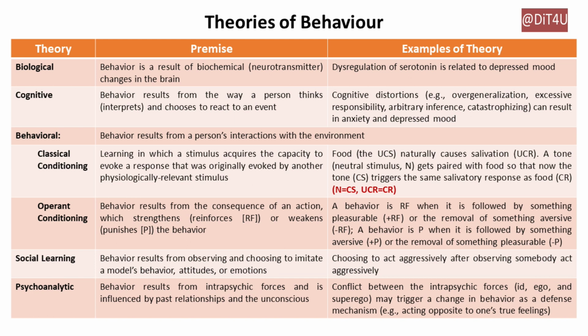So these may trigger a change in behavior as a defense mechanism. Example, acting opposite to one's true feelings. And as we know, there is a whole list of defense mechanisms. Just repression, which is immature, putting away unwanted memories, as opposed to something like suppression, which is more mature, putting away unwanted memories or events to deal with them later on. That is the difference between repression and suppression. Acting opposite to one's true feelings, the example there. What is that an example of? I think that might be reaction formation, right?